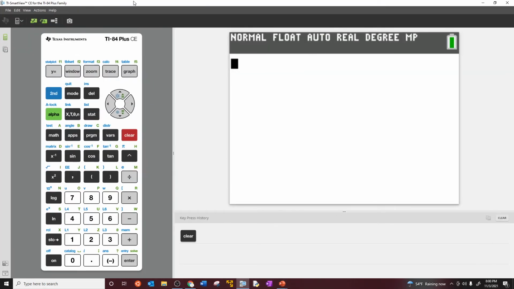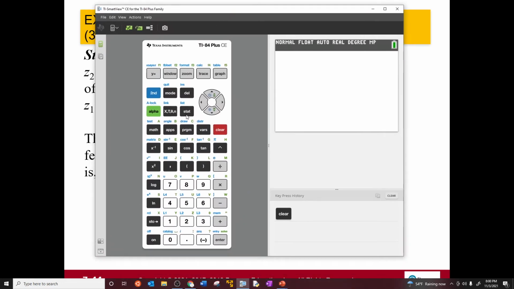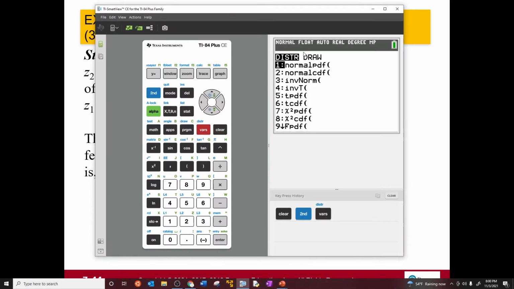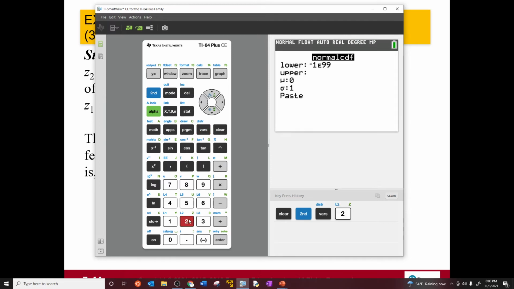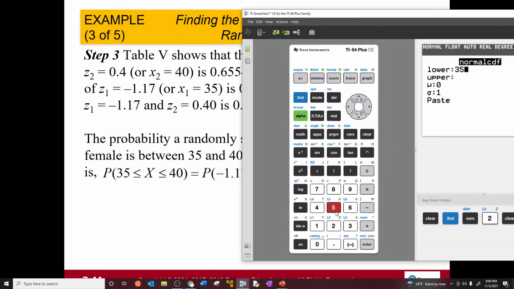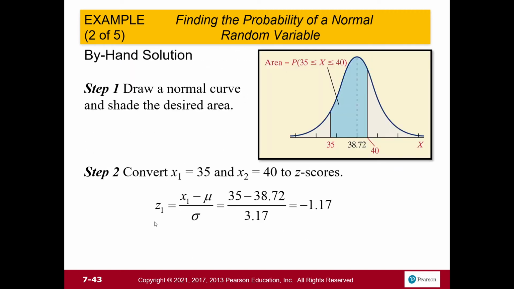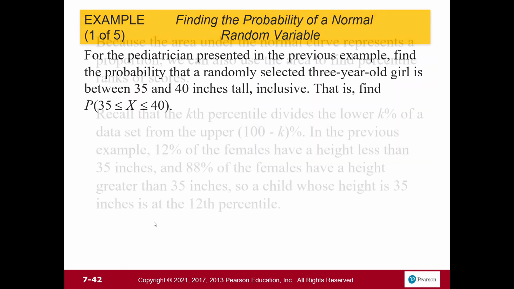Alright, so we basically need the lower bound and the upper bound. We'll need the mean, and we'll need the standard deviation. And so we go to second distribute, and it's number 2, normal CDF. And we put in the lower bound and the upper bound, 35, 40, the mean, which looks like we'll have to go back and get the mean.